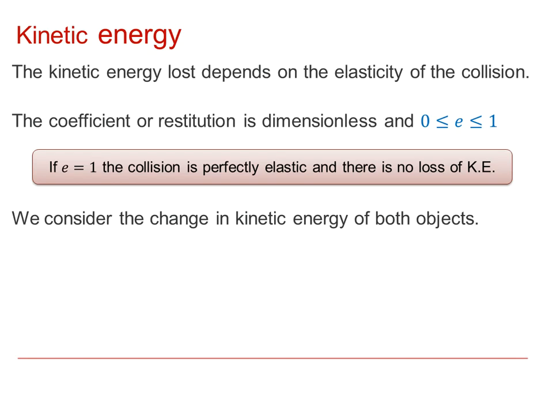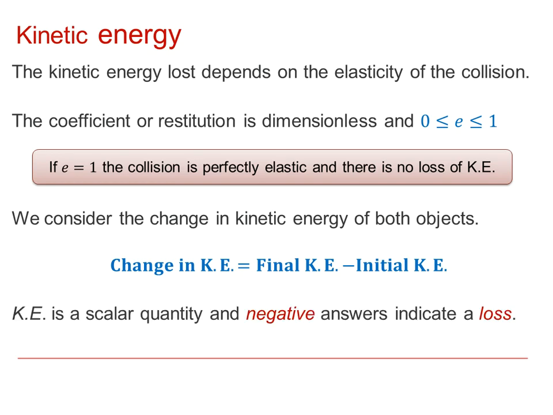We need to consider the change in the kinetic energy of both of the objects in the collision. Of course, change in kinetic energy is equal to the final kinetic energy minus the initial kinetic energy, where kinetic energy is half mv squared. Kinetic energy is a scalar quantity, so a negative value of this will indicate a loss.